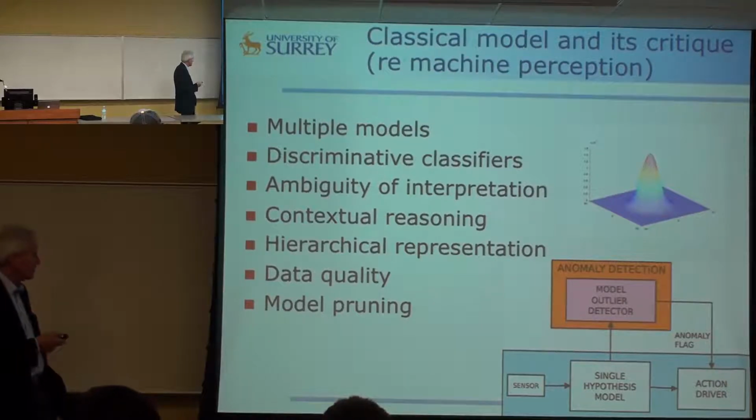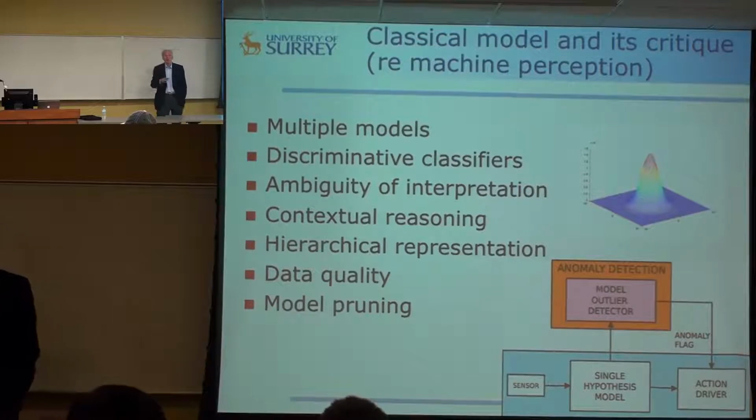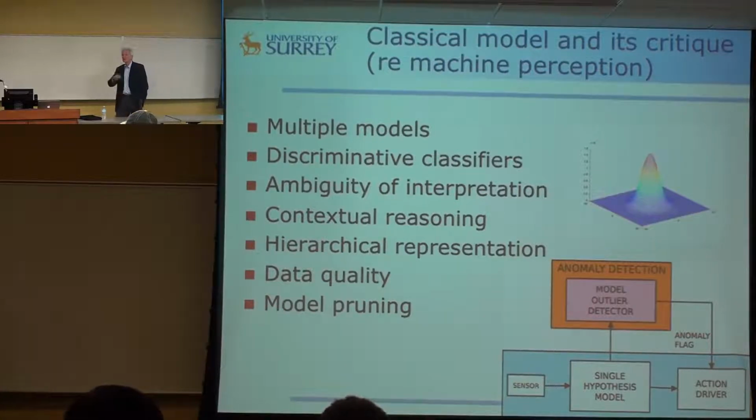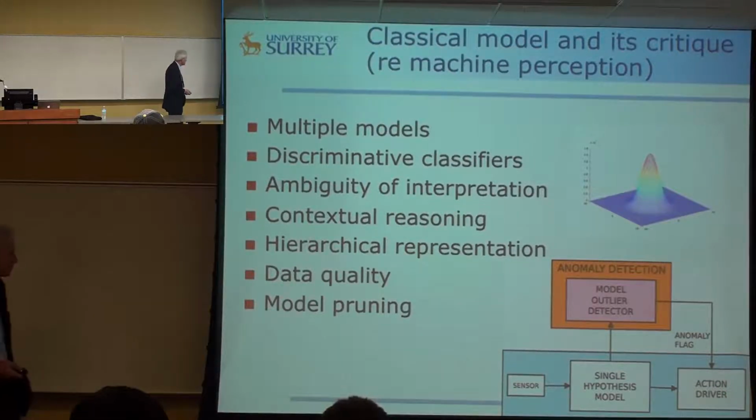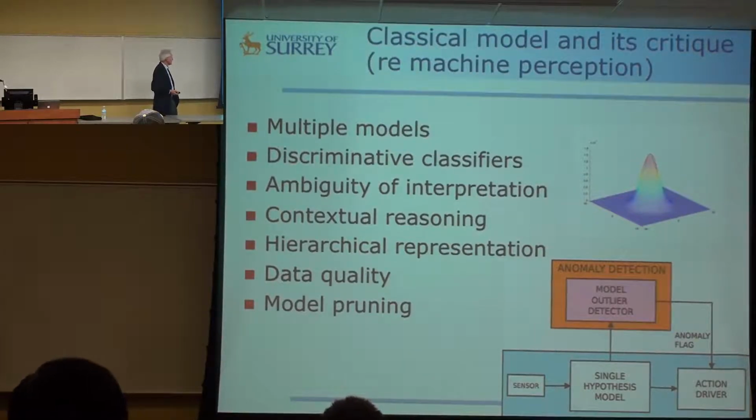Hierarchical representation I already mentioned. You can have contextual reasoning without hierarchical representation. But on top of that, very often, especially in computer vision, you are representing the world and the information captured by a camera in terms of a hierarchy of motions. We also have an issue of data quality, which the conventional definition of anomaly doesn't take into account.